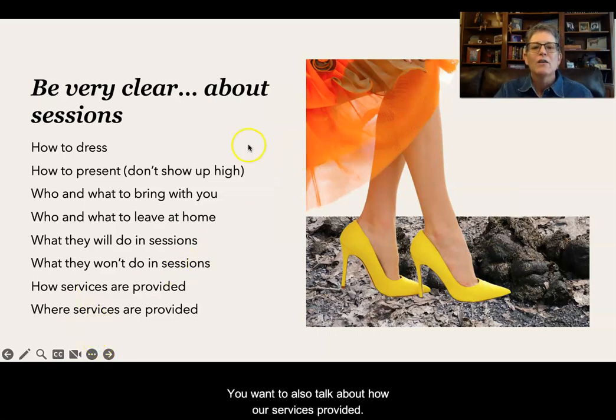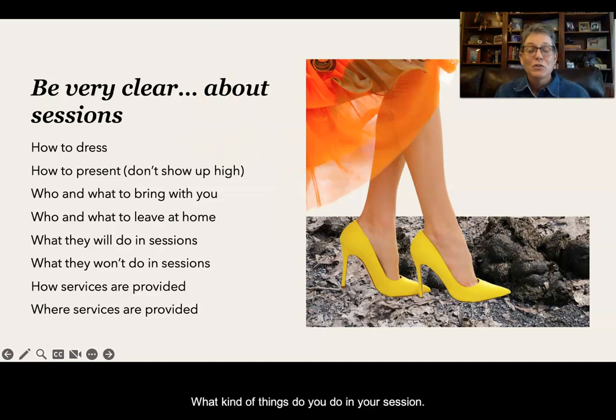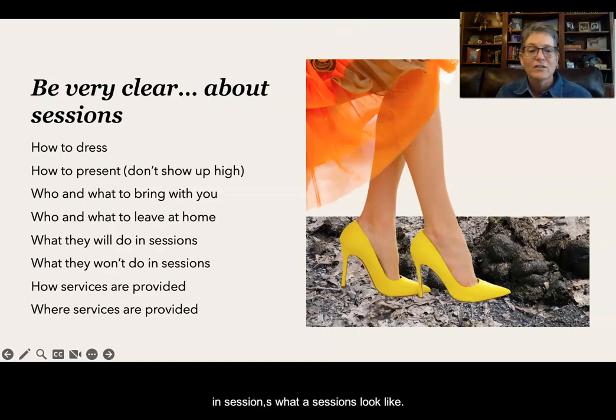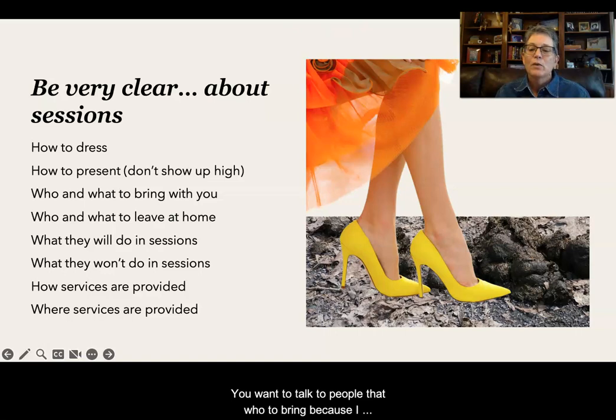You want to also talk about how are services provided? What kind of things do you do in your sessions? Lots of people will come expecting to ride. If you don't do any riding in your sessions, you want to talk about that in your paperwork. You want to talk about if you ride, how do you ride? How does that get done in sessions? What do sessions look like? You want to talk to people about who to bring, because I tell you, you're outside, they feel like it's very informal.